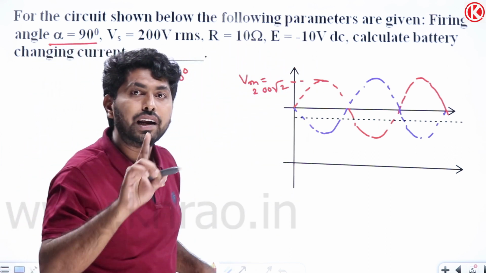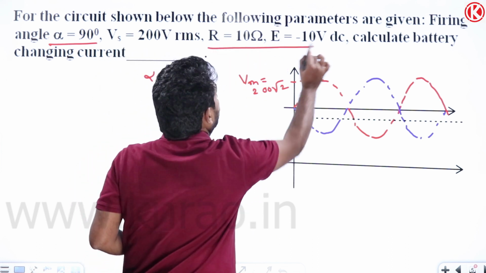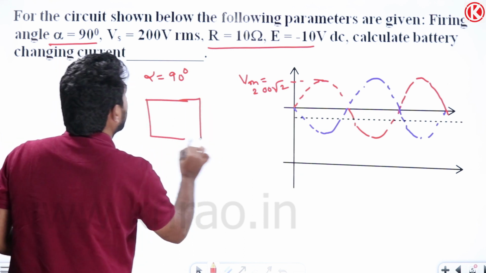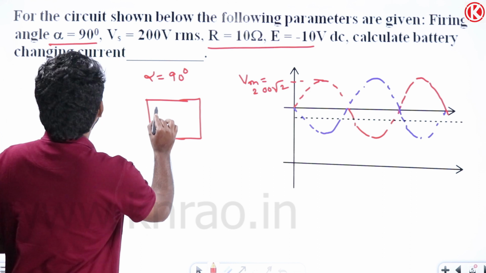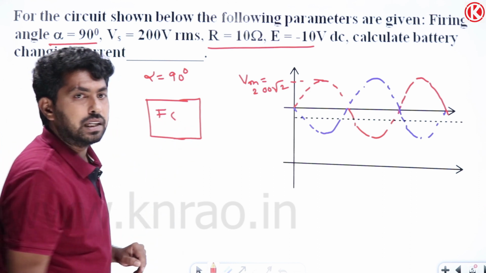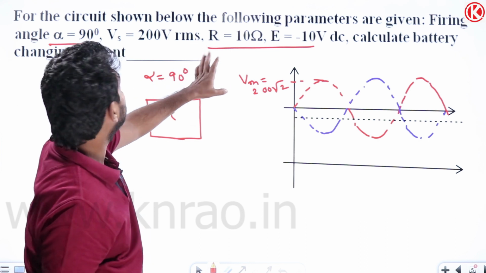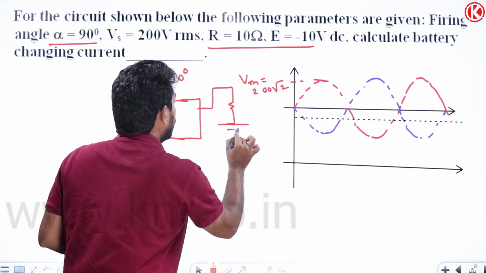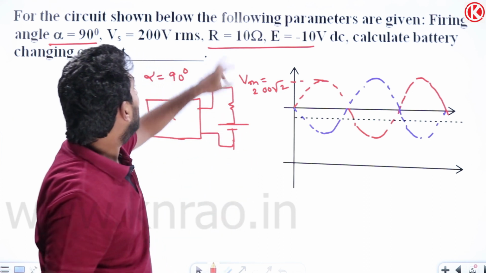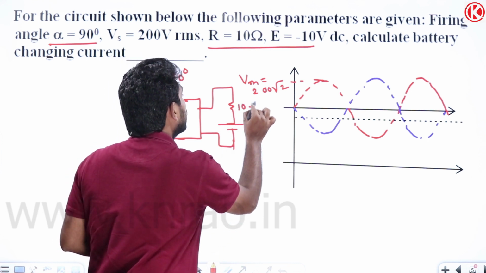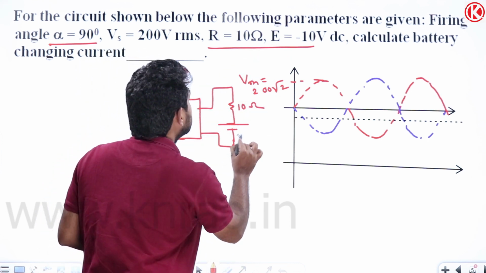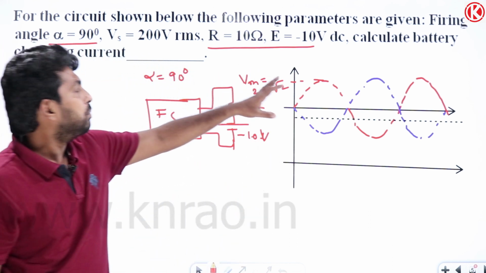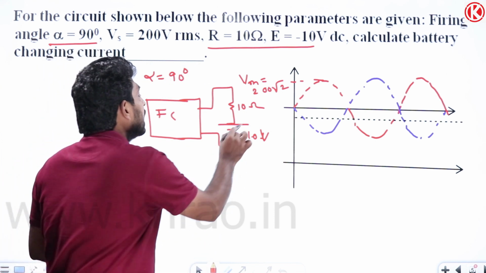Here the load is R and E load. It is again a fully controlled converter. Nowhere was it mentioned, but it is for the fully controlled converter, and the load is RE load. R is given as 10 ohms, and E is given as minus 10 volts. Now we need to find the battery charging current I naught.